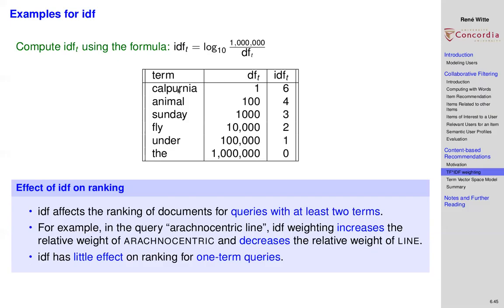On the other hand, Calpurnia appears in only one document. So 1 million divided by 1 is 1 million, and the logarithm base 10 of 1 million, 1, 2, 3, 4, 5, 6, is 6. The other words are in between. Here you can see how the log scaling works and what you get for the inverse document frequency. So a rare term, meaning it appears in only a few documents, gets a high weight, and a very frequent word gets a low weight.